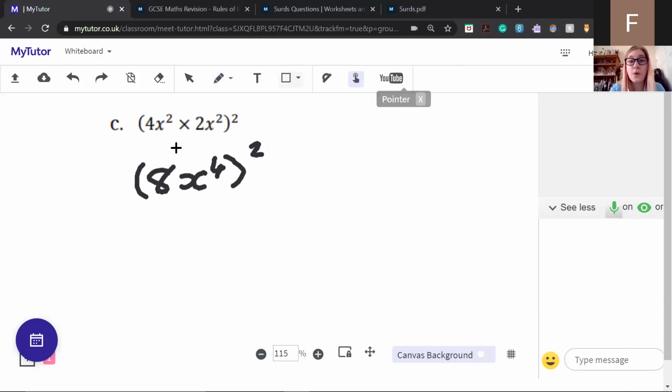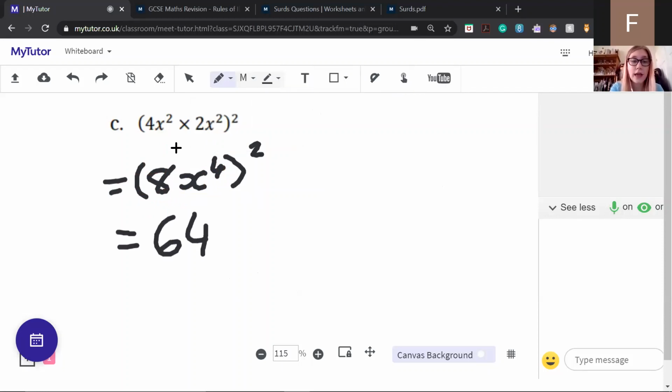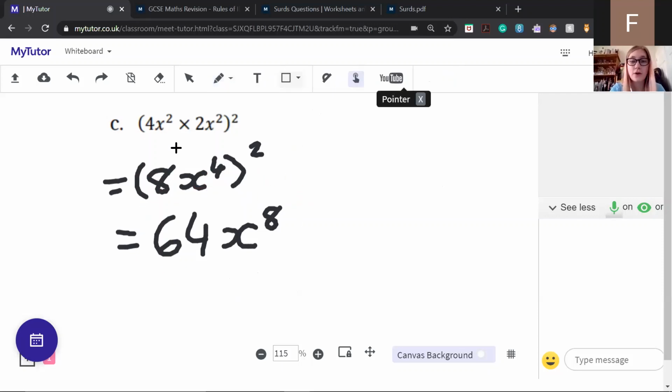Now again, when we're doing something squared, we have to do each element. So our 8 and our x to the 4. So we do 8 squared, and we do x to the 4 squared. So 4 times 2, that's 8. So here's what we get, 64x to the 8.